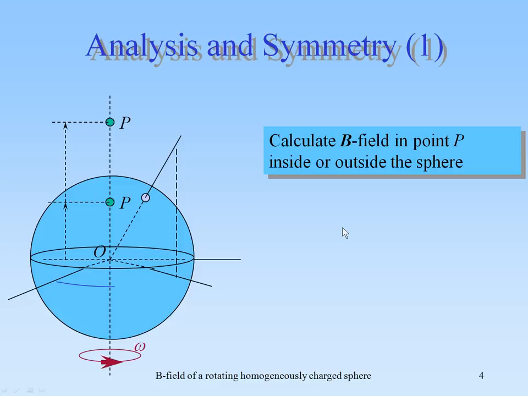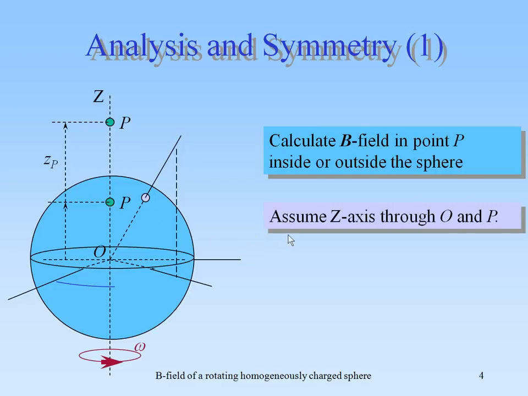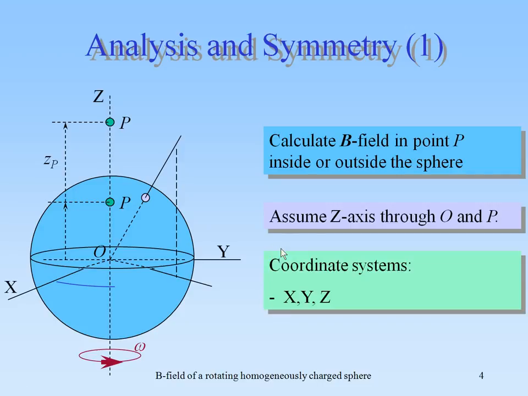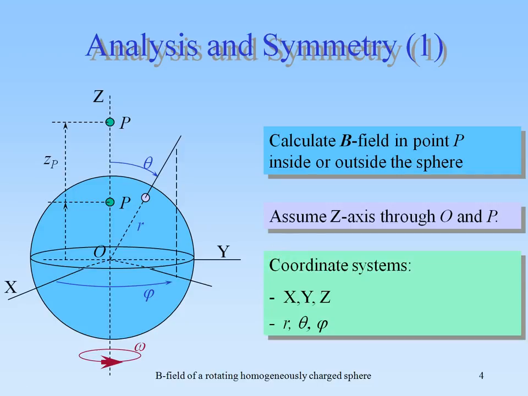So, let's calculate the B field in a point P outside or inside the sphere, and assume the z-axis goes through O and P. We have coordinate systems x, y and z, but better is coordinate systems r, theta and phi.